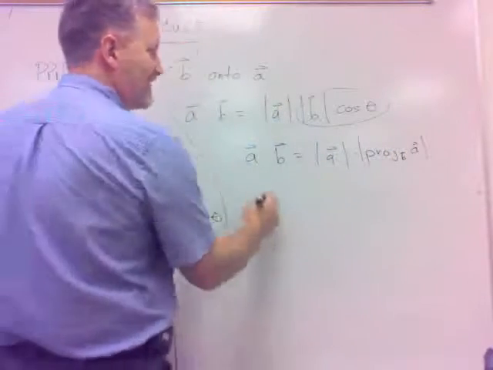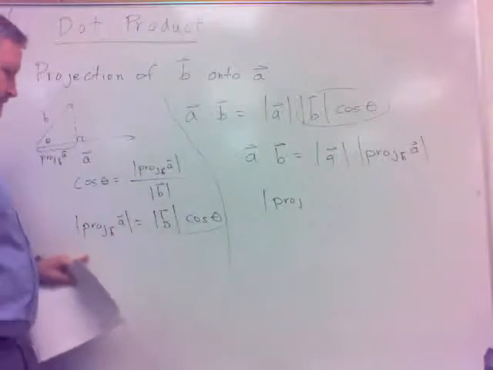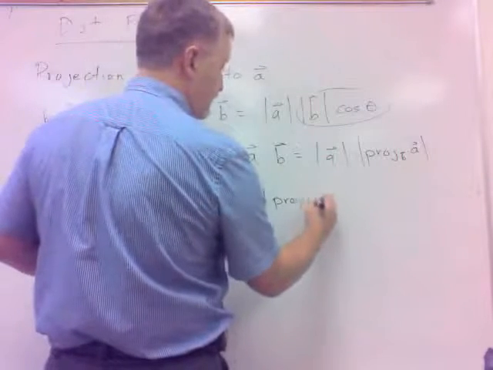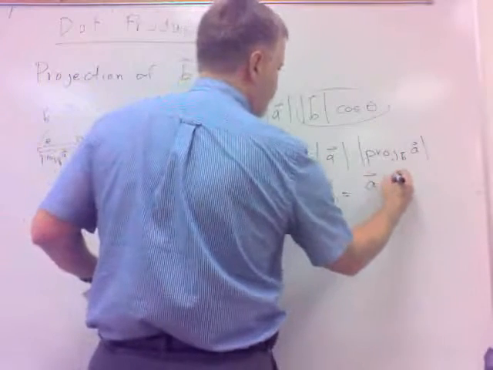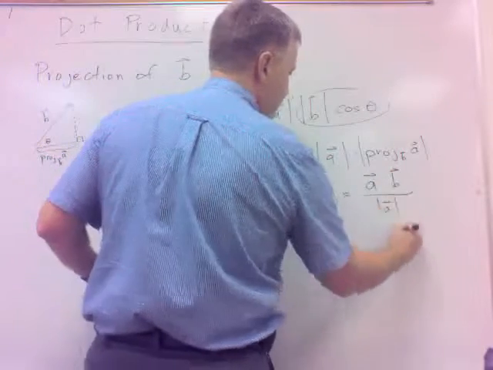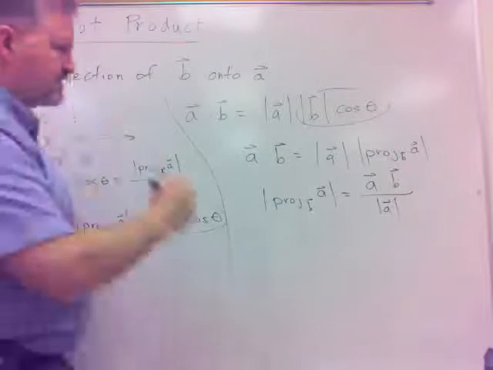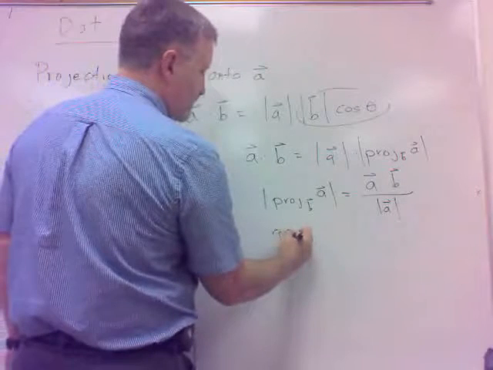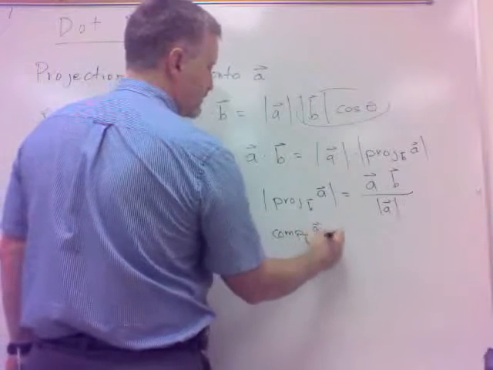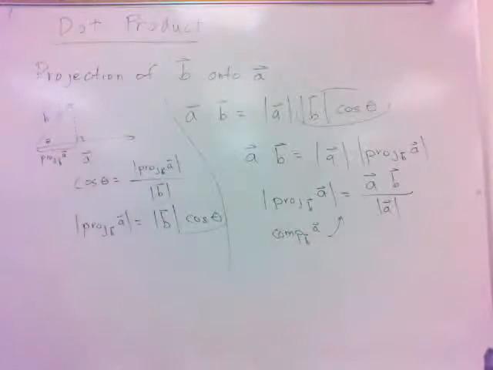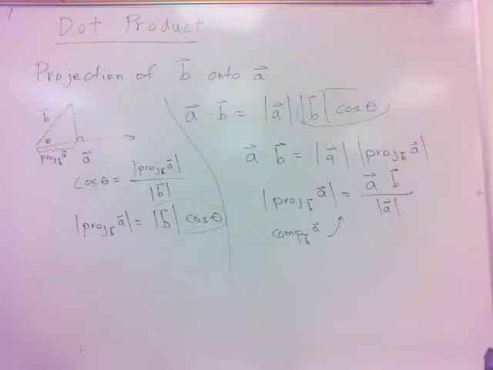Notice this. For the projection length, instead of having to get the cosine or anything of that angle, all we've got to do is take the dot product and divide that by the magnitude of A. The book refers to this as the component part of B projected onto A, but it's just the magnitude of the projection.